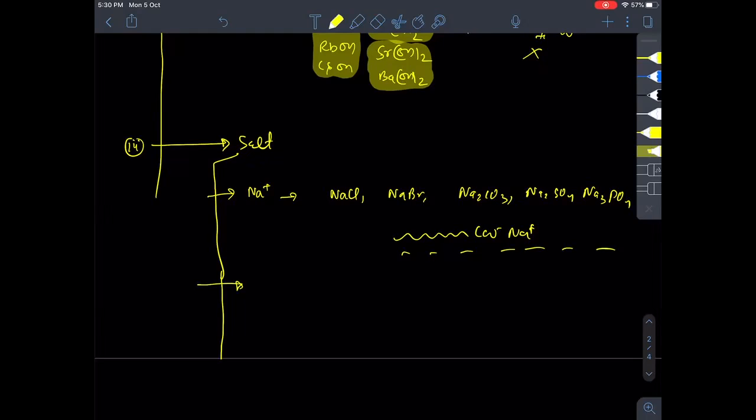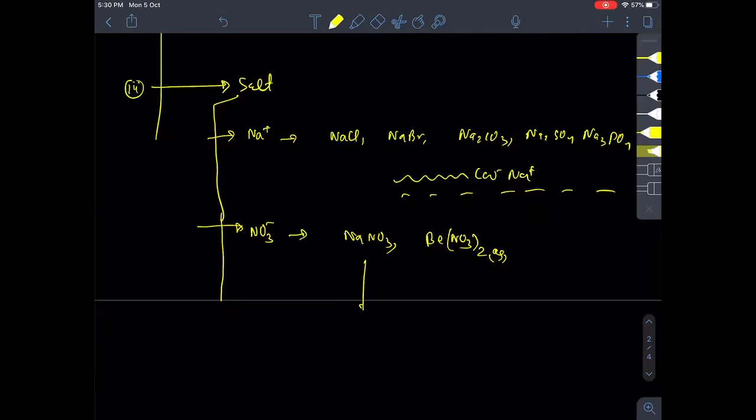In the same way, most of the salts of silver ion, Ag plus, are insoluble in water. There are very rare ones, and which are those? Nitrates of silver. And let me tell you, nitrates of most of the metals are soluble. For example, NaNO3 is of course soluble. Anyway, it is a compound of sodium. Okay, what about beryllium nitrate? Yes, it will also be soluble.